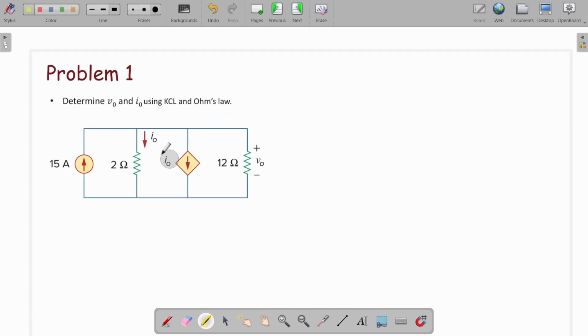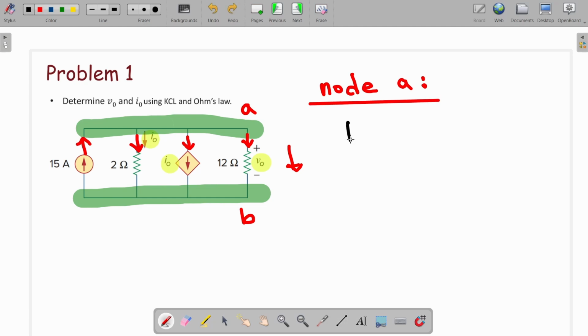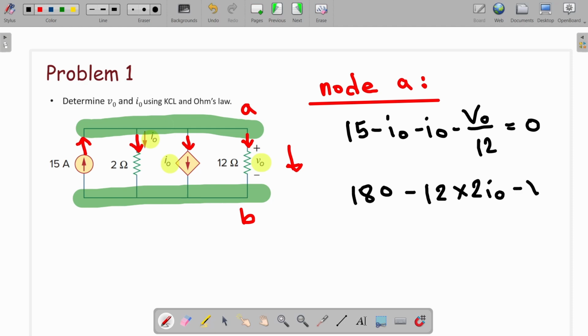In this problem, we need to find I naught and V naught. Let's start by identifying the nodes. Let's indicate the directions. We know current flows from positive to negative terminal, so this current will exit node A. Let's apply KCL at node A. 15 minus I naught minus V naught by 12 equals 0. Multiply both sides by 12 to make your life easier.